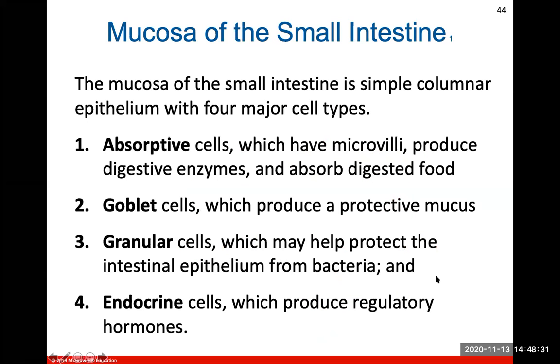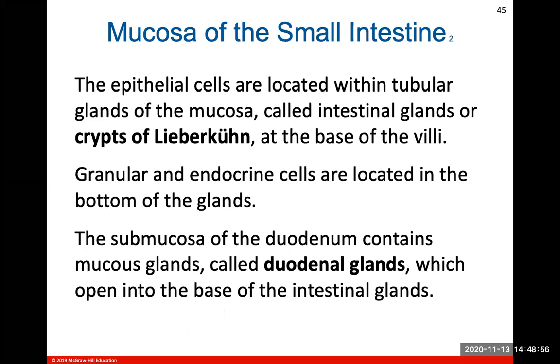The mucosa of your small intestine is simple columnar with 4 major cell types. You have absorptive cells, which will have microvilli that produce digestive enzymes and absorb digested food. Goblet cells produce a protective mucus, and granular cells may help protect the intestinal epithelium from bacteria, and then endocrine cells produce regulatory hormones.